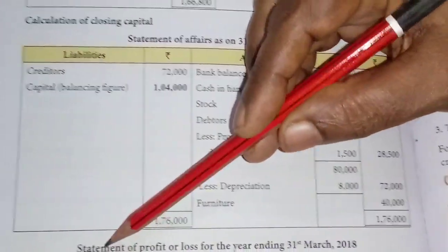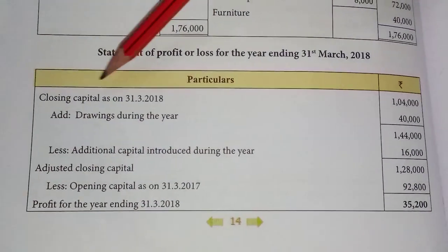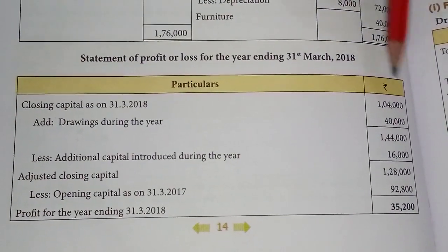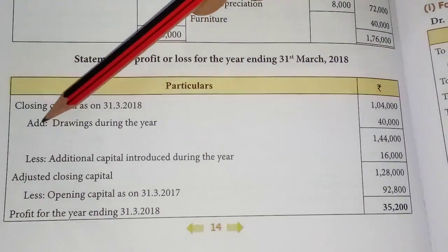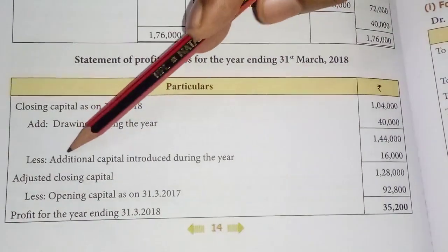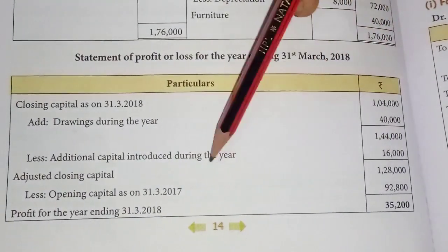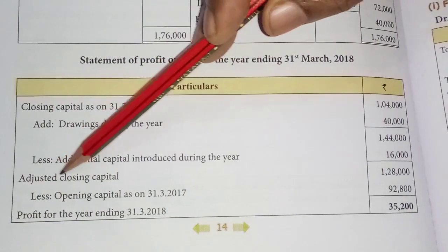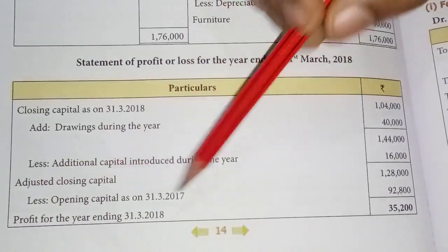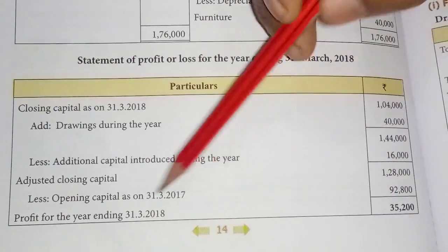Now the third statement, statement of profit or loss for the year ending 31st March 2018. Particulars, rupees: closing capital 1,04,000, this amount. Then from the second statement, add drawings 40,000, add and write. Then less additional capital 16,000, deduct and write 1,20,000, straight to 1,20,000. You write adjusted closing capital. Then from that adjusted closing capital we should deduct the opening capital 92,800. We will get 35,200. Write profit.